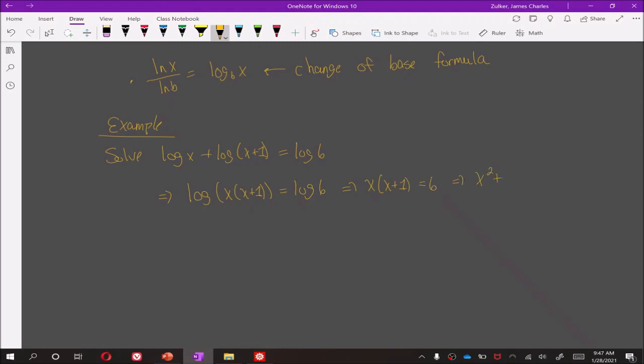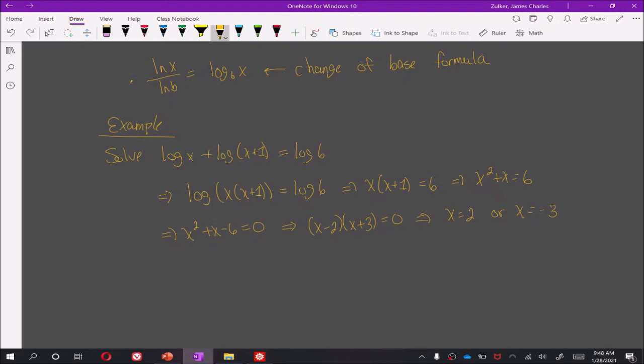Distribute that x through. Now we want to subtract by 6. And now this is quadratic. What's on the left-hand side can be factored. Right, it factors to x minus 2 times x plus 3 is equal to 0. And so we have either x is 2 or x is negative 3.